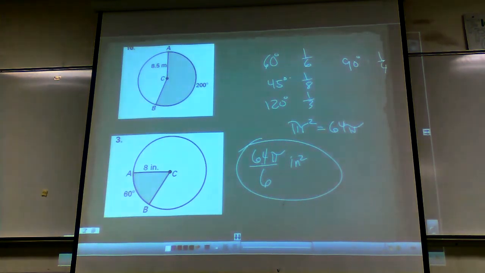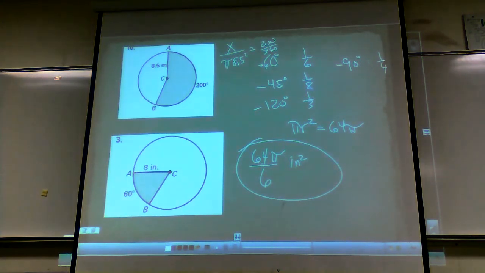Anything other than that, I would probably say you're going to go about setting up a proportion. Just like I would have done the last one, and just like if I did this one up here, it would be x over pi 8.5 squared, right, equals 200 over 360. Okay? All right, so just keep that in mind. Look for these angles, because if you have them, it'll make life a whole lot easier.